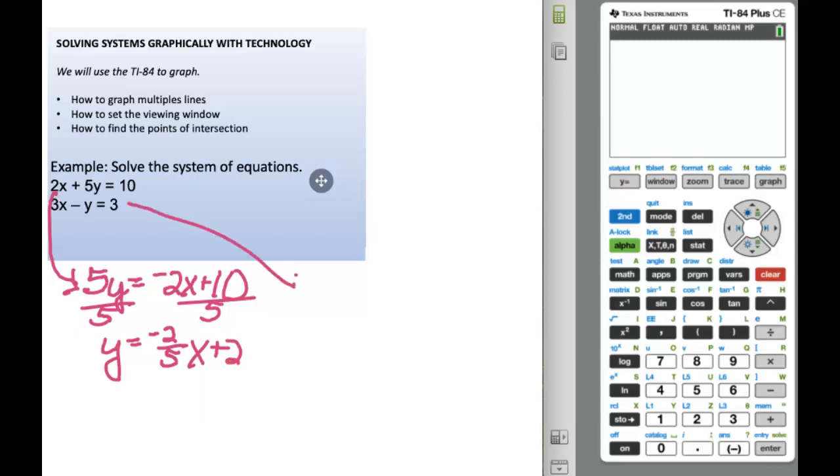And then I want to do the same thing for the second equation. So for this equation, I want to get y by itself, so I'm going to move the 3x to the other side. So that's negative y equals negative 3x plus 3. And then I'm going to divide through by negative 1. So my answer for y is a positive 3x minus 3. And we want to graph these two equations in our calculator.